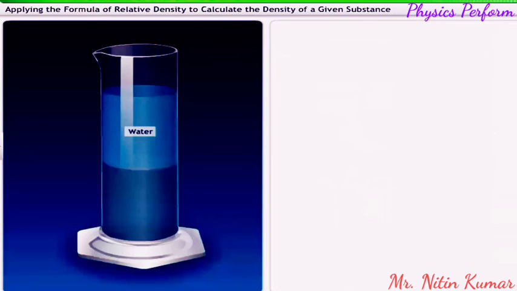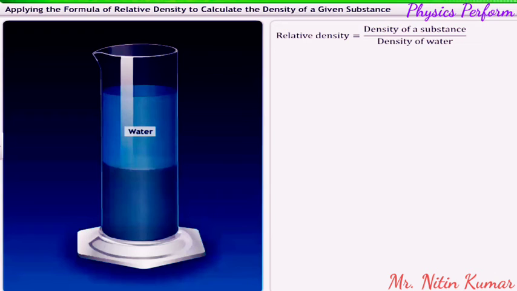The formula for relative density of a given substance is: relative density is equal to density of a substance divided by density of water. Given the relative density of a substance, you can use this formula to determine the density of that substance.